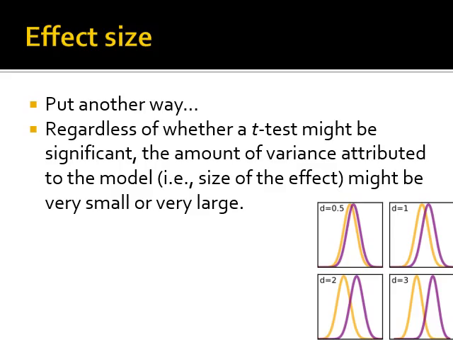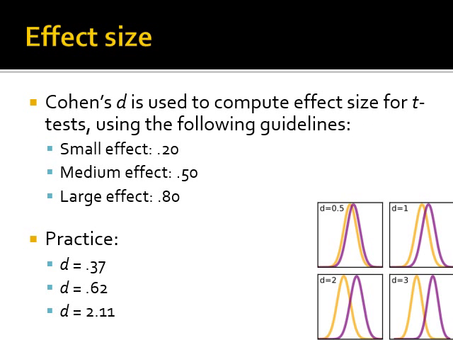And what you want when you have 2 groups that you want to show differences is for those 2 curves to be quite far apart, because it shows you that there are quite large differences between the 2 groups. Whereas curves that are quite close together, it shows you that there really aren't large differences between the 2 groups. So Cohen's d is used to compute effect sizes for t-tests, and we use the following guidelines to determine the size of an effect. A small effect is 0.20, a medium effect is 0.50, and a large effect is 0.80.